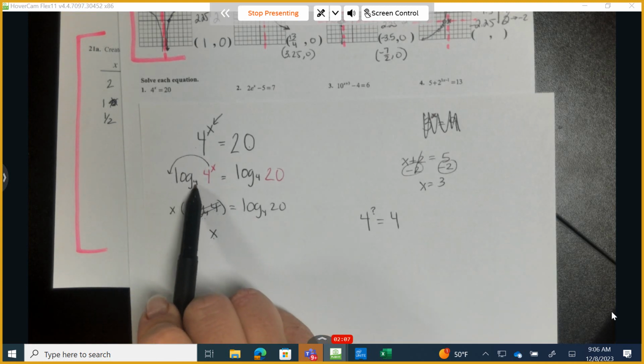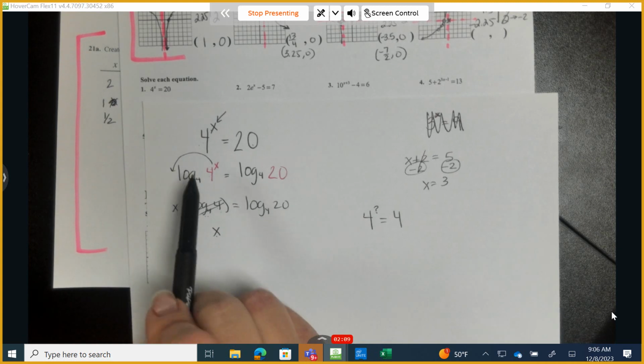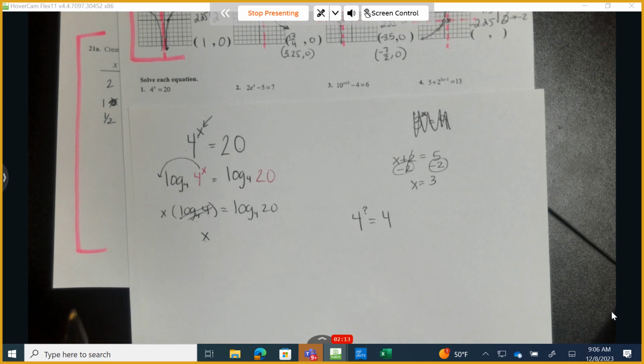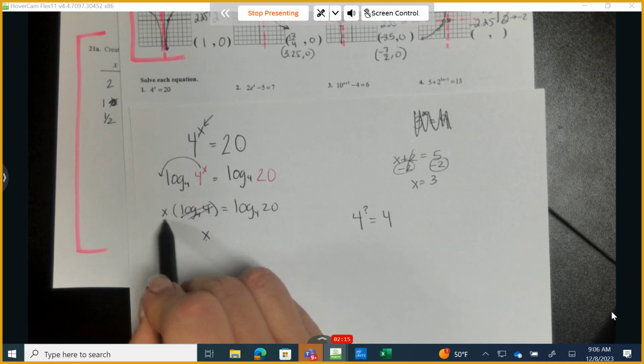So it could be like log base 9 of 9, it's equivalent to 1. Log base 10 of 10, it's equivalent to 1. Log base e of e, it's equivalent to 1. So this is equivalent to 1. I bring down the x.